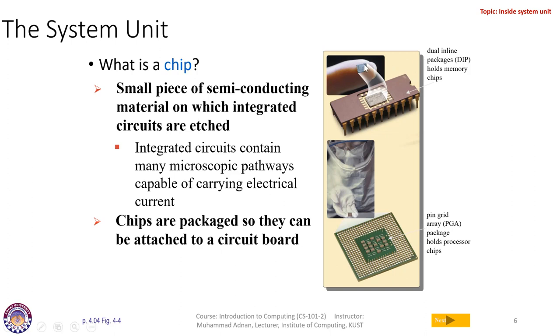You can see that this is a small chip. This is a dual inline package that holds a memory chip. It is also called a DIP memory chip. This is how large this memory chip is. This is a pin grid array chip that holds the processor chip. When you attach it on the motherboard, it will hold your processor. This is how the chip looks.